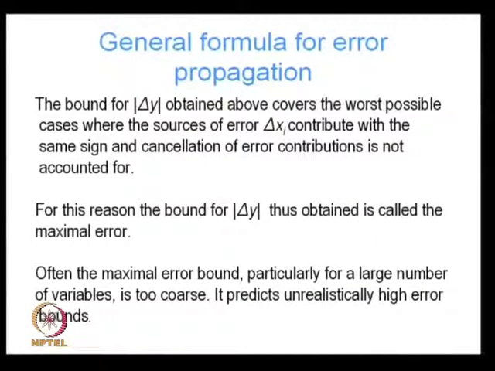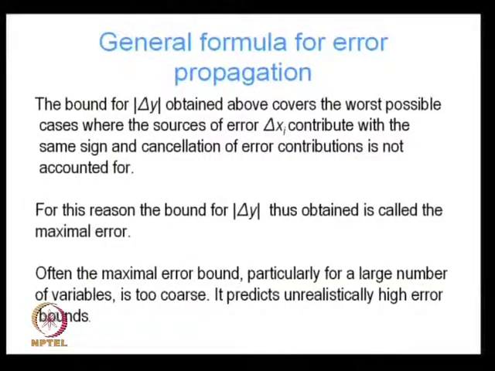The bound for mod of delta y obtained above covers the worst possible cases where the sources of error delta xi contribute with the same sign and cancellation of error contributions is not accounted for. For this reason, the bound for mod of delta y thus obtained is called the maximal error. But the maximal error bound is often not very useful, particularly for a large number of variables, because it is too coarse. It predicts an unrealistically high error estimate.